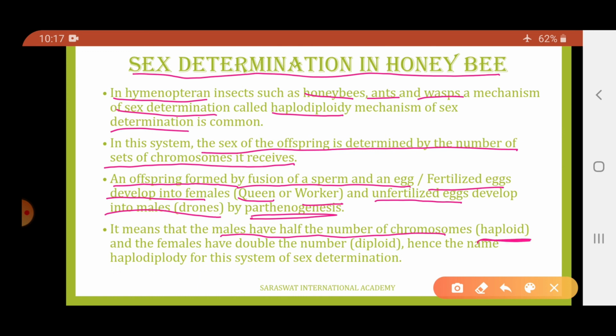So they are always haploid, and the females have double the number because they are formed by the fusion of the egg and sperm. So they are always diploid, and hence the name haplodiploidy for this type of sex determination. Why is it called the haplodiploidy sex mechanism? Because males have half the number of chromosomes, that is, they are haploid. Females have double the number of chromosomes, that is, they are diploid.